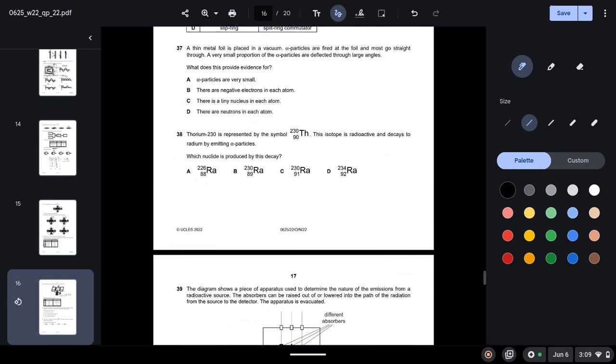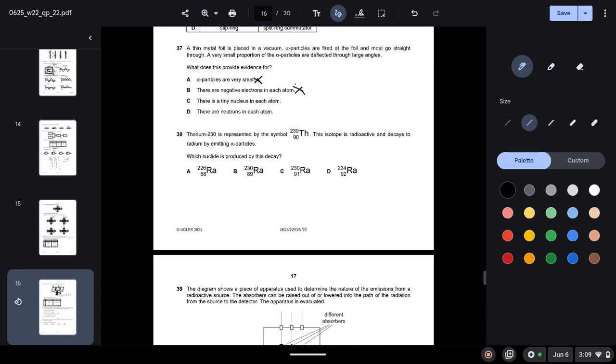A thin metal foil is placed in a vacuum. Alpha particles are fired at the foil and most go straight through. A very small portion of the alpha particles are deflected through large angles. What does this provide evidence for? Alpha particles are very small. No, there is no evidence for this. There are negative electrons in each atom. There is no evidence for this, because deflection does not mean that there are negative electrons in each atom.